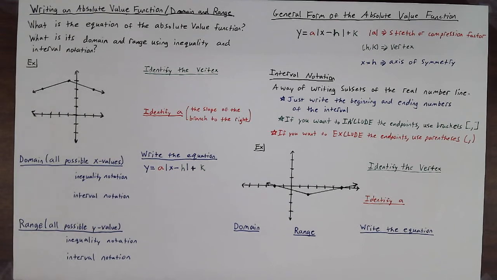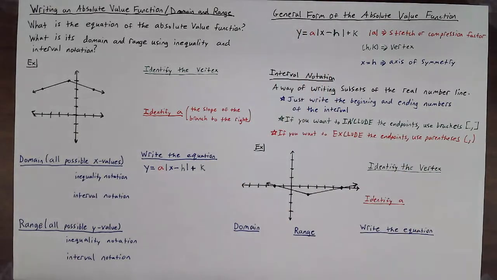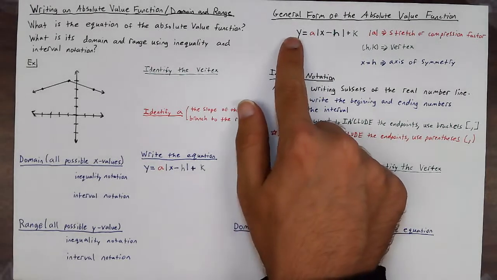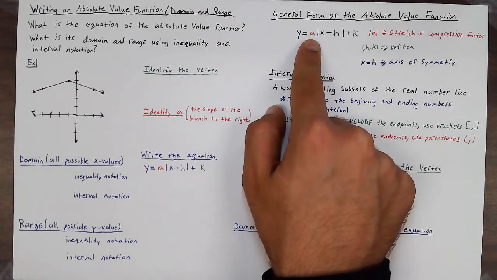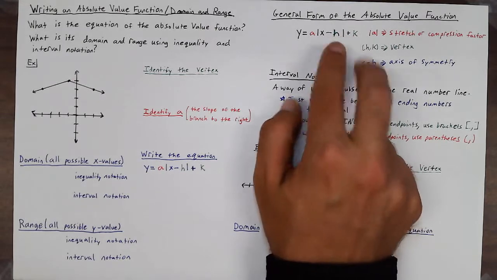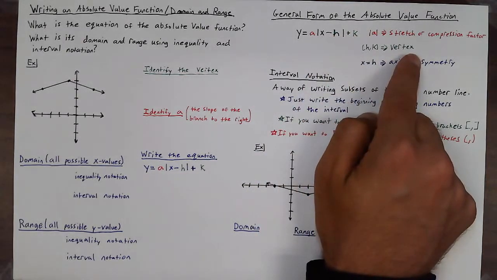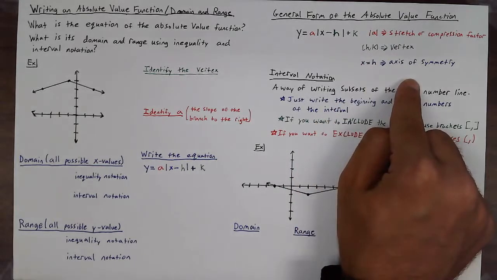In this video, we are going to learn how to write an absolute value function as well as how to identify its domain and range. Now, we'll start with first talking about the general form of the absolute value function. In general, we always have y is equal to a, which is usually the stretch or compression factor. On the inside of the absolute value, we usually do x minus h plus k, where h and k represent some sort of vertex. And ideally, whatever h is, that's also your axis of symmetry, x equals h.